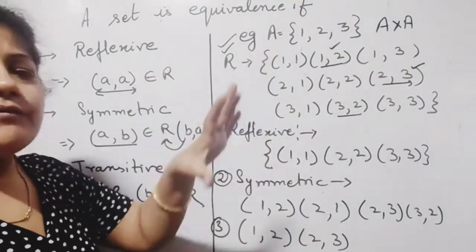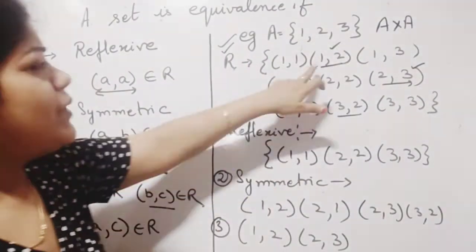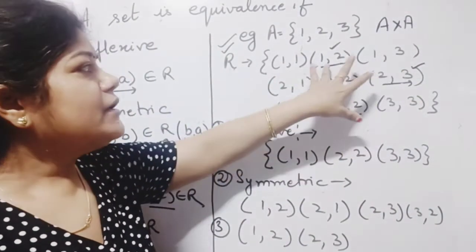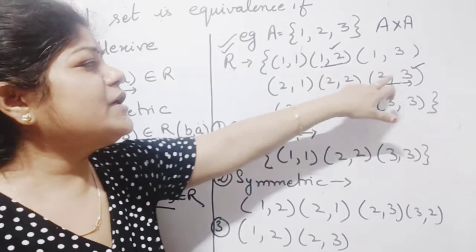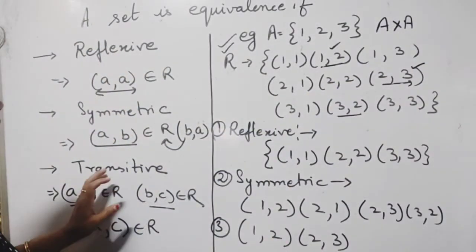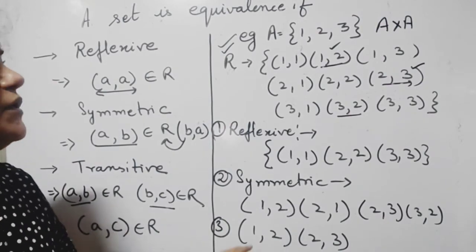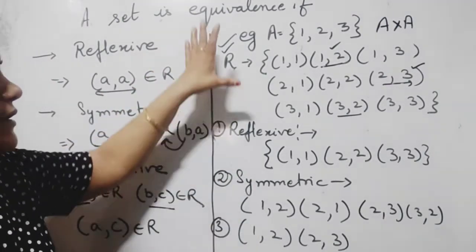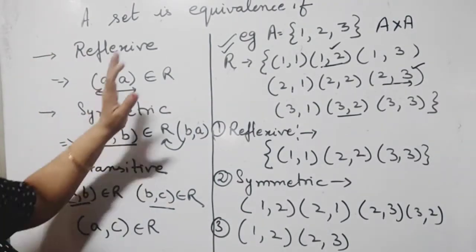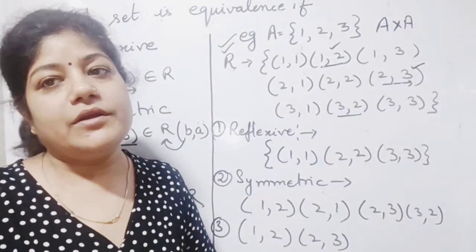That means we have to find 2 ordered pairs. That means 1, 2, then again ordered pair 2, 3. Now is there any relationship in which 1 and 3 is there? Yeah, 1 and 3. Okay. So this relationship is also transitive. So if any set satisfies all the 3 relationships, then it is an equivalence relation.